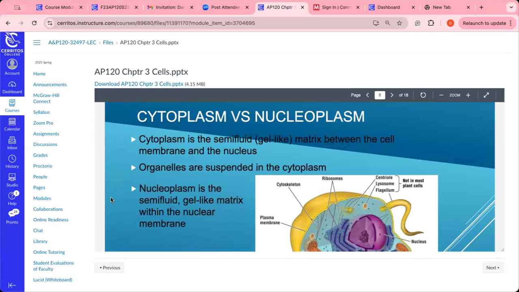So we have the cytoplasm, which is inside the cell, versus the nucleoplasm. The cytoplasm is sort of the liquid that's inside the cell itself. And inside the cell, we have the nucleus. The nucleus has stuff inside of it too. So cytoplasm is the semi-fluid gel-like matrix between the cell membrane and the nucleus. Organelles are suspended in the cytoplasm.